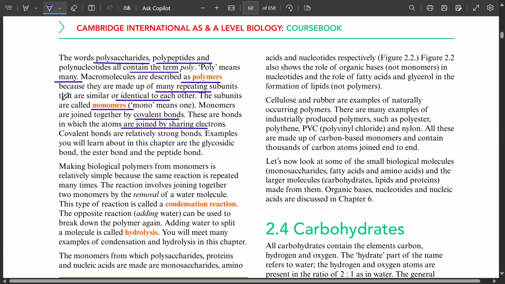How would monomers link together? Monomers are going to link together by covalent bonds. And once they link by covalent bonds, they make up a whole polymer. Now, covalent bonds are relatively strong bonds.